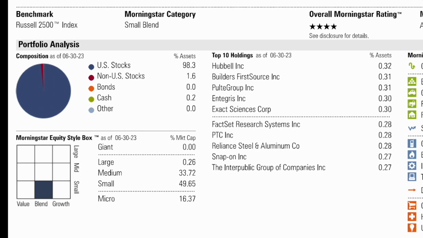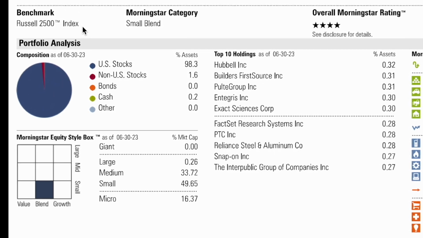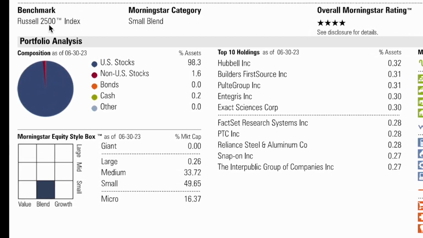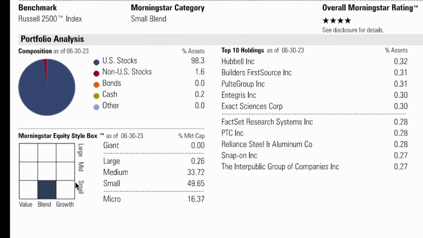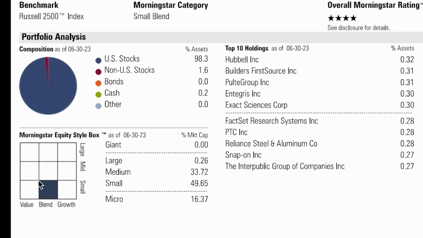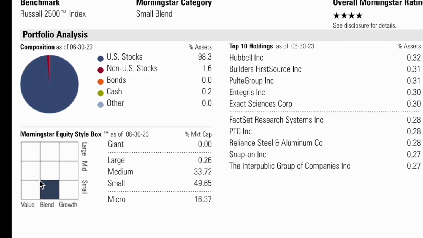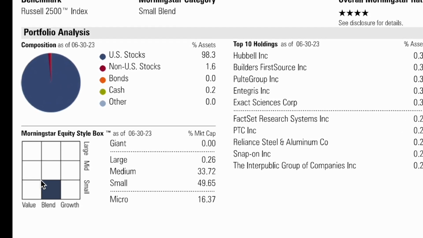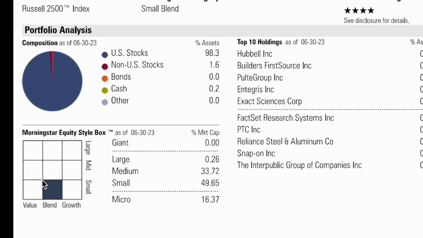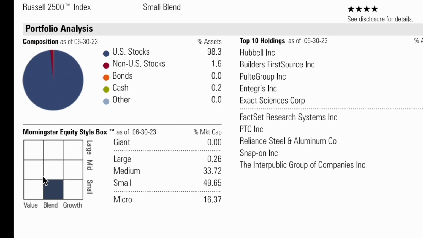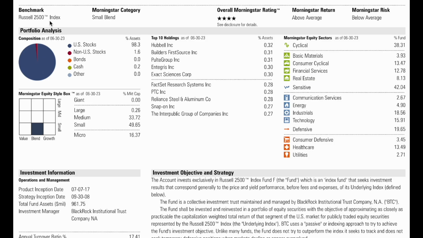The next fund we're going to get into is the Russell 2500 Index. Every time you see Russell, I want you to think small cap companies. These companies have like less than 2 billion. They're much smaller, they're much riskier, but they offer a lot of growth potential. So the Russell, I like to have at least 15% in here. And I'll show you my asset allocation of this 401k at the end of the video.